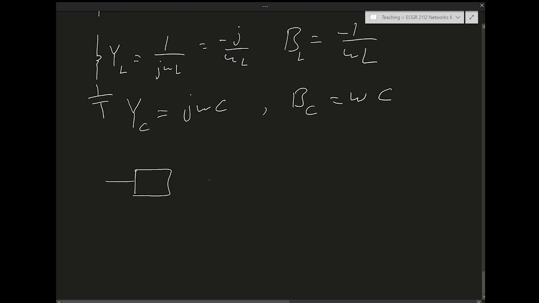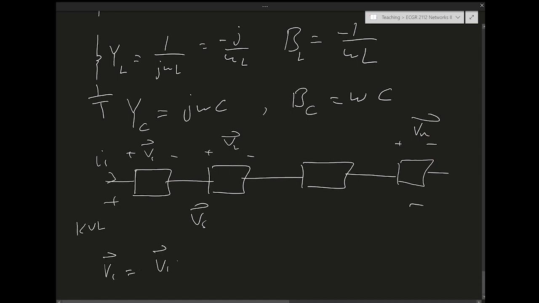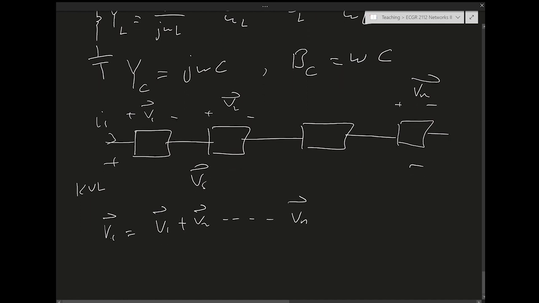So we have a bunch of series connected admittances, right? I_S is the same, but I have V1, V2 all the way to Vn. I_S is the same along the board, and let me write actually V_S total using KVL is just V1 plus V2 all the way to Vn.